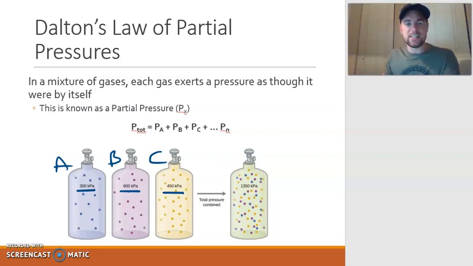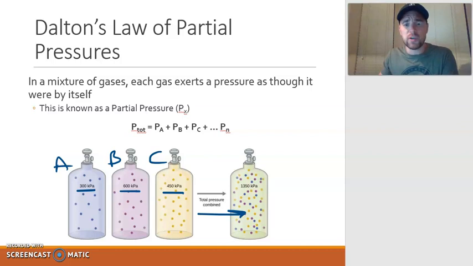If you were to take these three gases and mix them together into one container, how would you know what the final pressure is? Very simply, you take their pressures and you add them up to get the total. So 300 plus 600 plus 450 would give you a total pressure of 1350 kilopascals. And that's it. That's Dalton's Law. Really basic as far as this application of it.